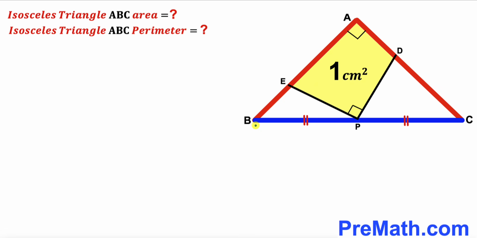And furthermore, the segment BP length equals the segment CP length. Now our task is to calculate the area of the isosceles triangle ABC, and we are going to calculate the perimeter of this triangle ABC as well.